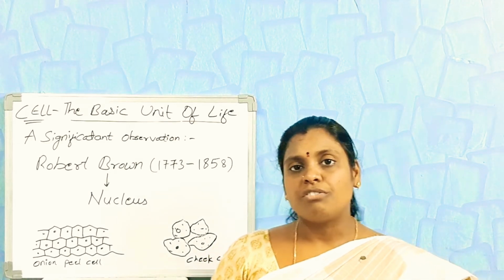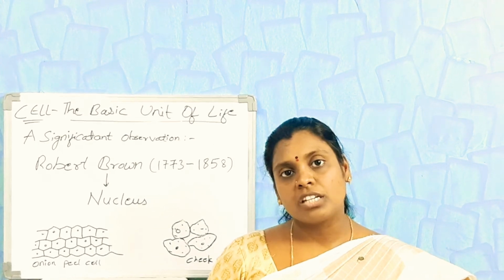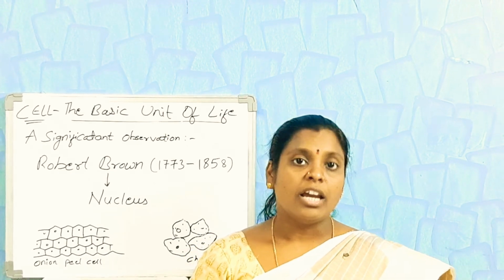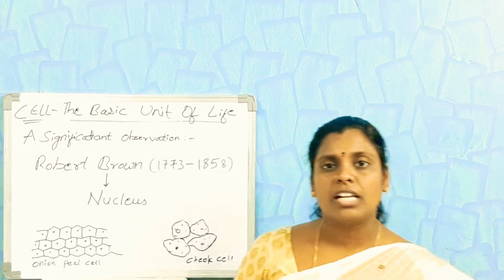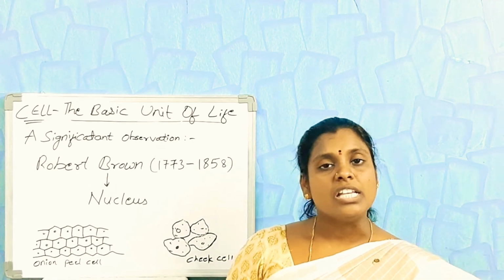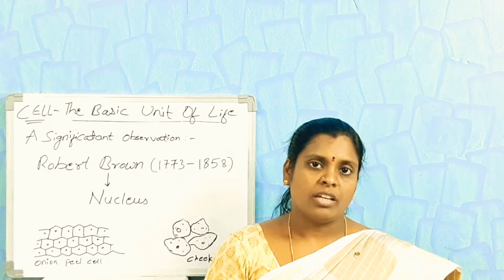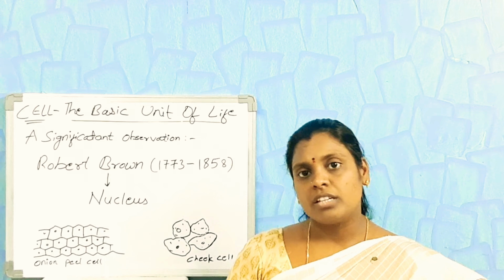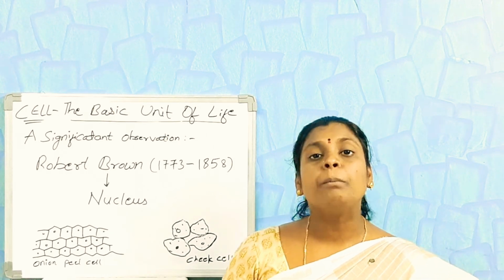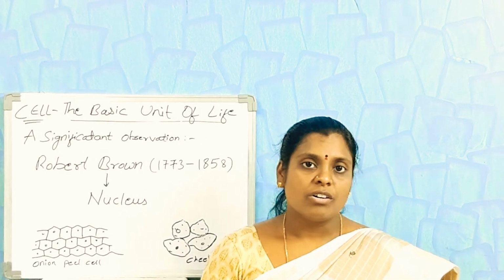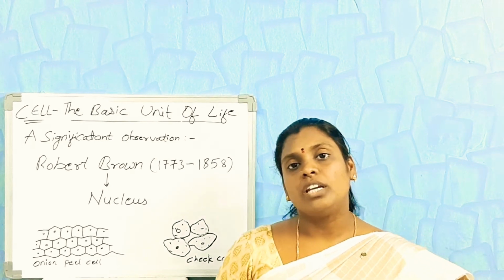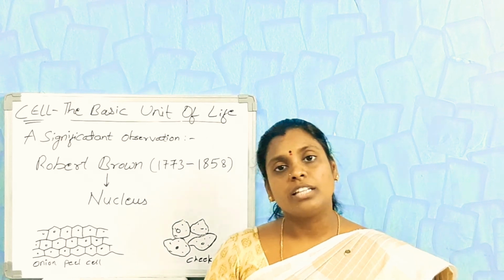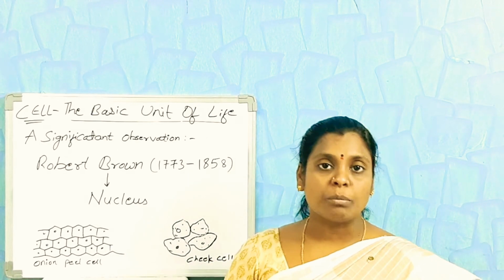The observation of Robert Brown made a significant contribution to understanding a cell. Among the different parts of the cell, the nucleus is well known. It is believed that Fontana and many other scientists saw the nucleus in the epidermal cells of the organism. Here the epidermal cell means the outermost layer.